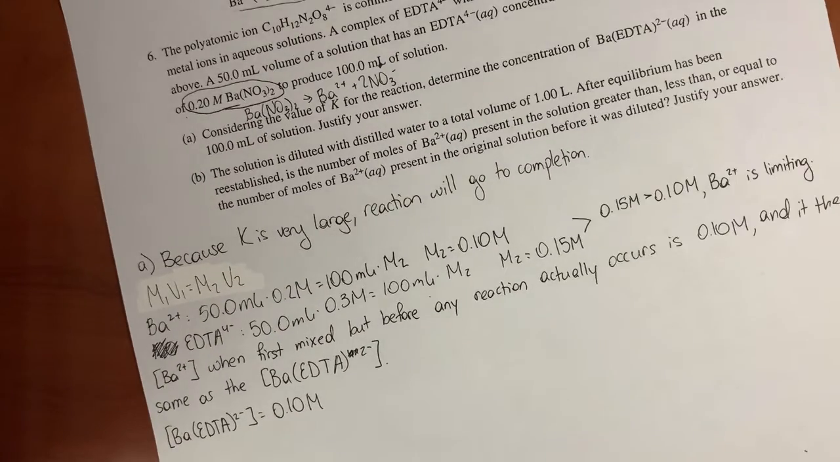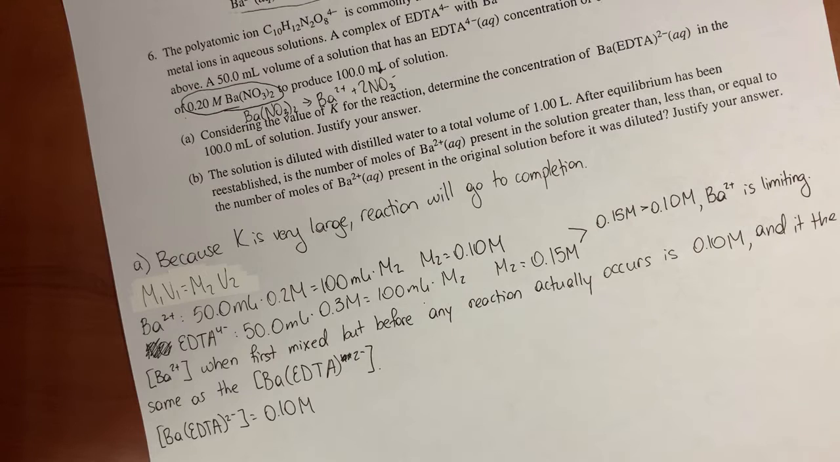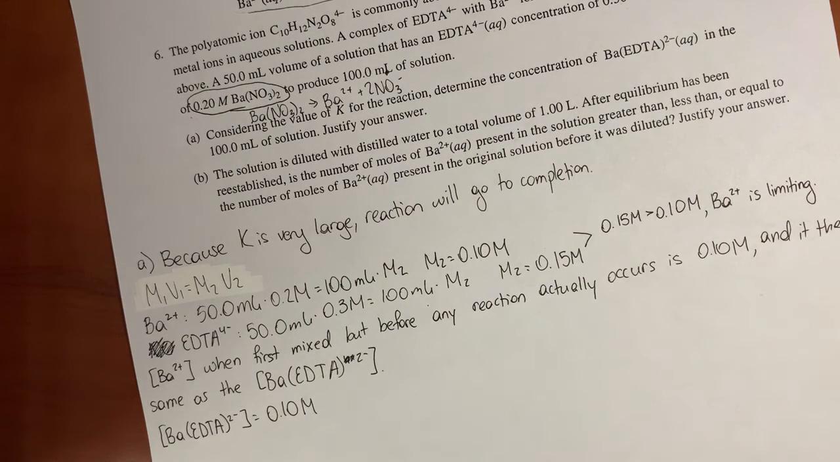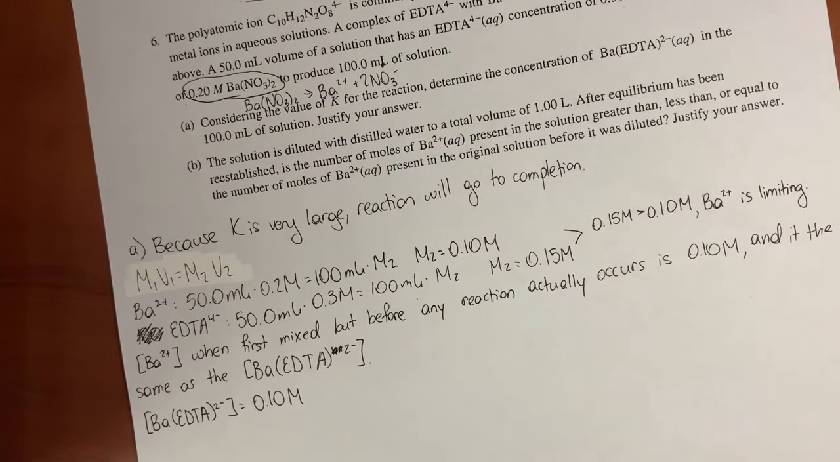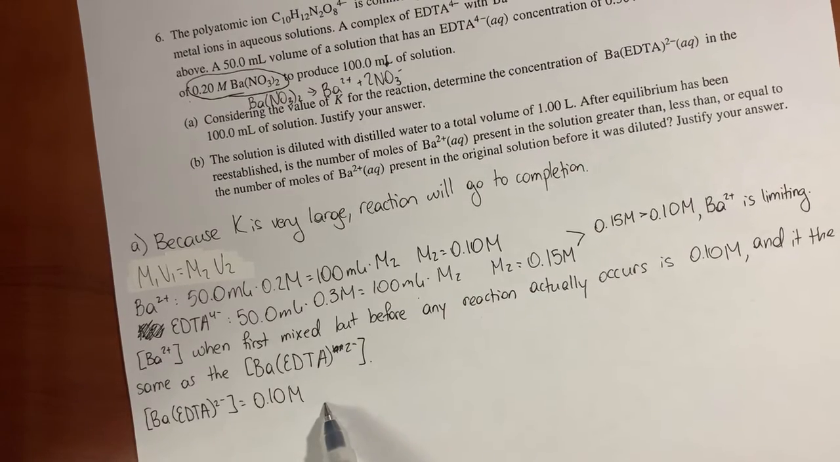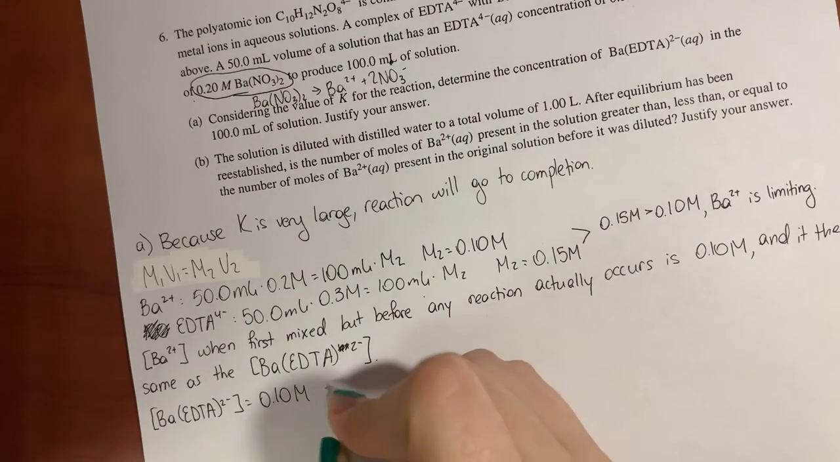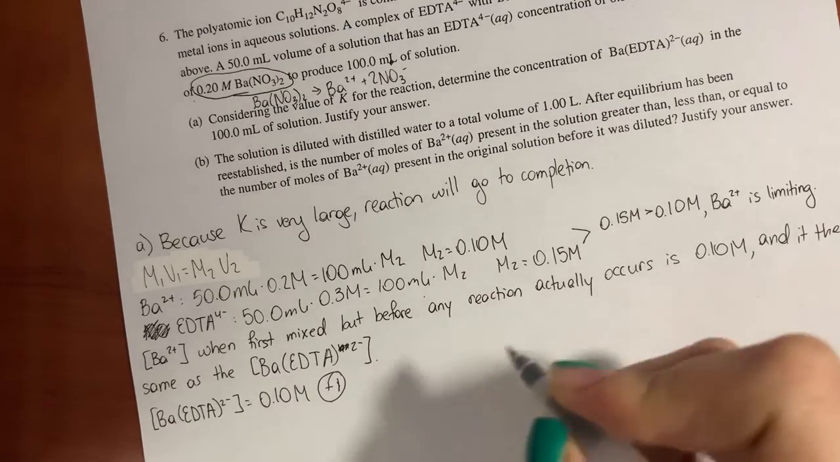The point breakdown of this would be to say that Ba2+ is the same as Ba-EDTA2- before any reaction actually occurs. And the second point would be awarded if you found the correct concentration with the appropriate calculations. So this was a 2-point problem.